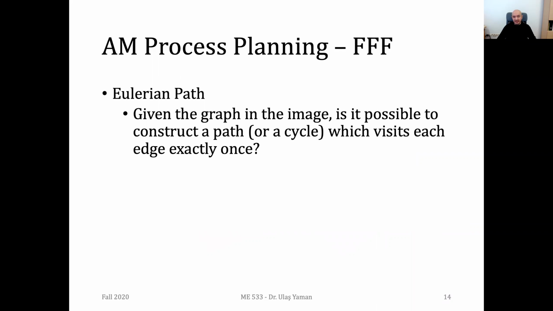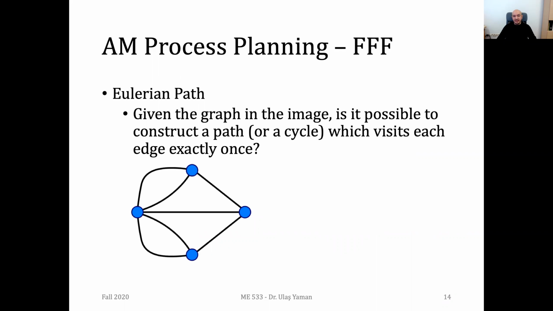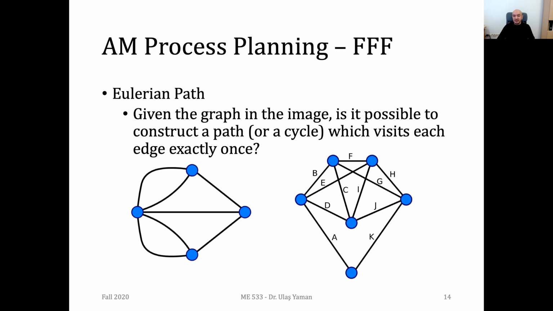What is an Eulerian path? If you are given a graph like this one, is it possible to construct a cycle or a path which visits these edges exactly once? So this is the problem. We are trying to have a continuous path or a cycle. A cycle is again a kind of path, but the difference is that you can repeat it as many times as you like. And we are trying to visit each edge just once.